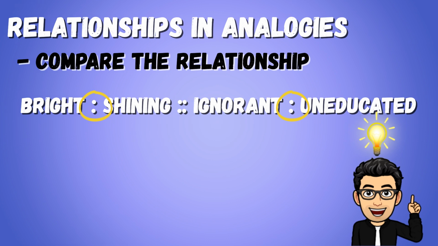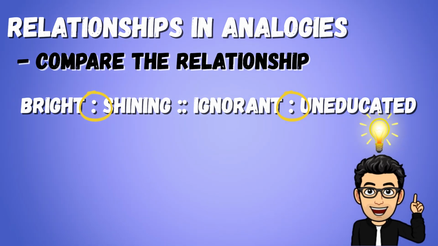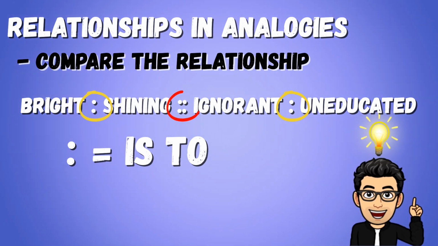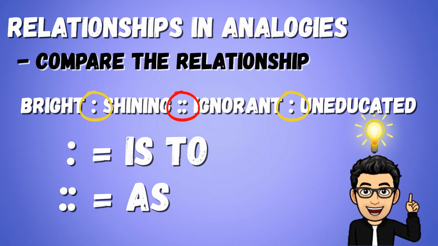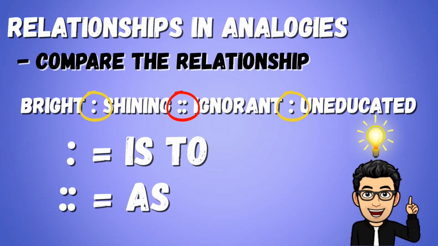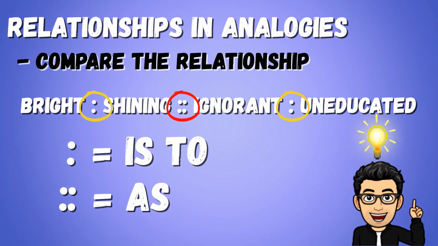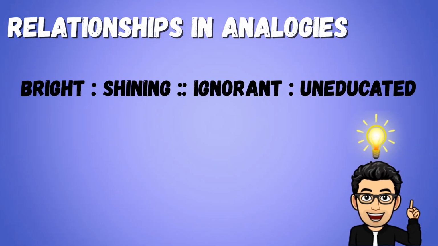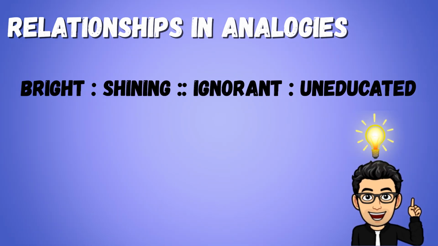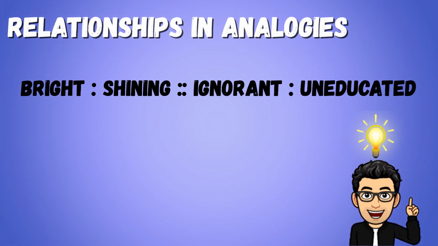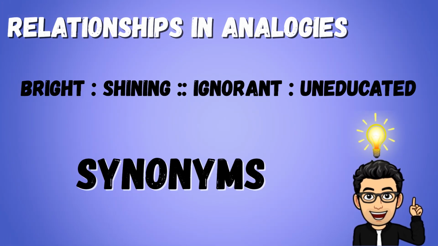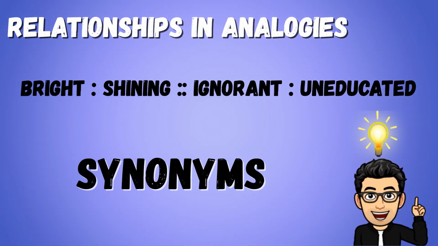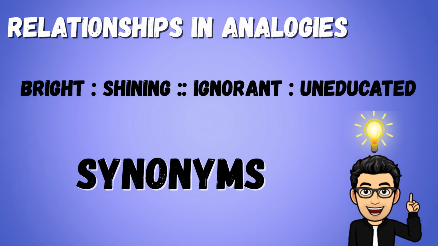As you may have noticed, a single colon takes the place of "is to," while a double colon takes the place of "as." The analogy compares bright is to shining, with ignorant is to uneducated. Both pairs are synonyms. The analogy should read this way. Bright is a synonym of shining as ignorant is a synonym of uneducated.